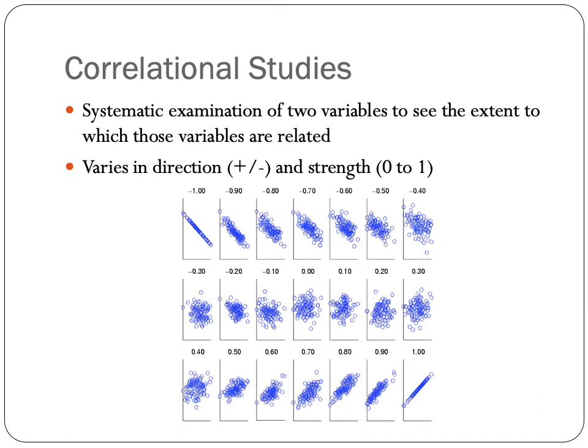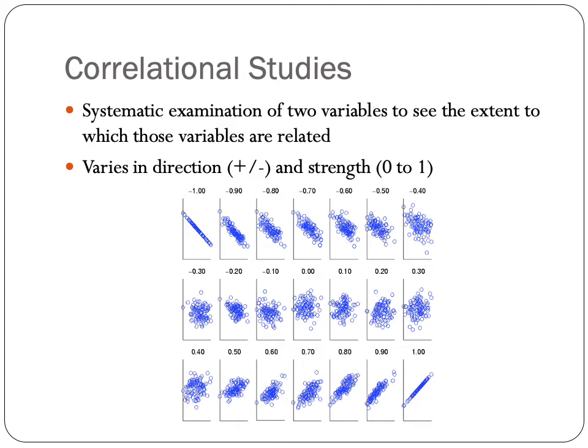Then there are correlational studies, and these are a systematic examination of two variables to see the extent to which these variables are actually related to each other. Now, this varies in direction between positive and negative, and in strength between 0 and 1. And you can see on this chart here that we start off with a negative correlation. So as x increases, y decreases. And 1, or negative 1, is a perfectly straight line.